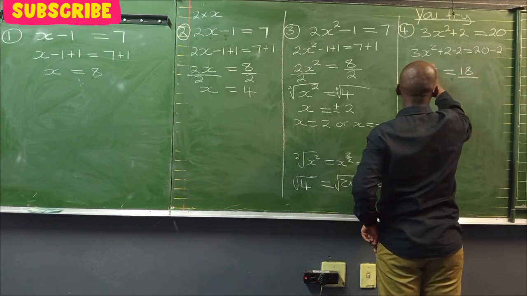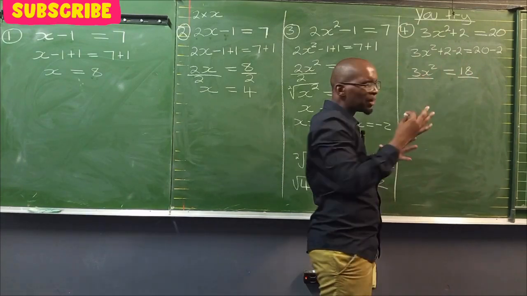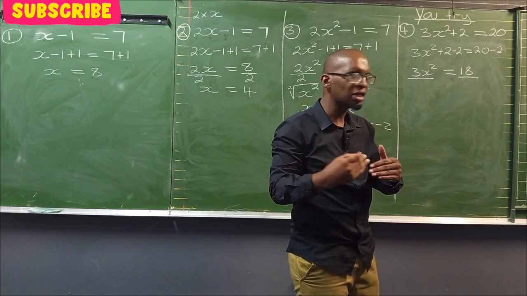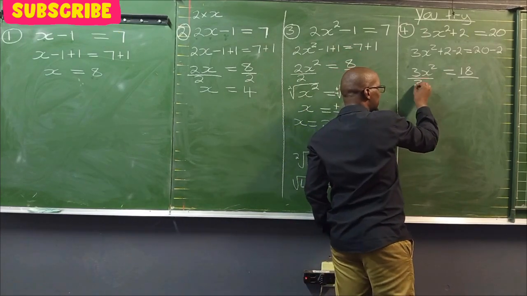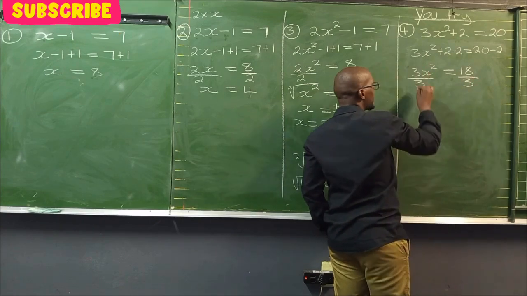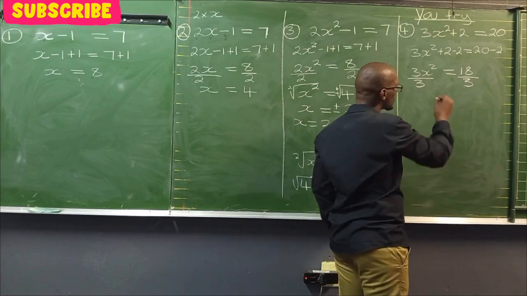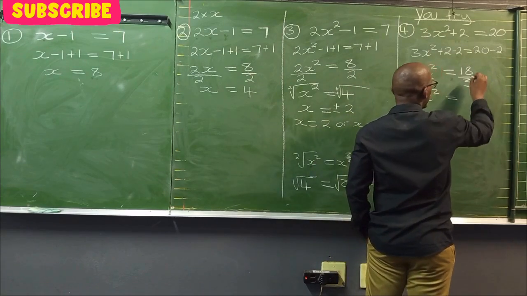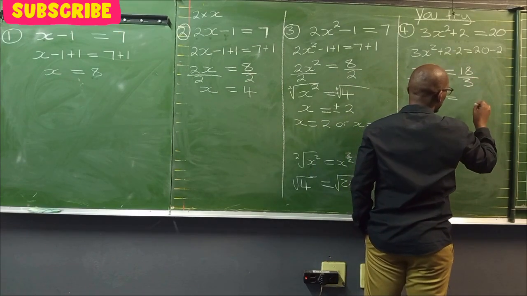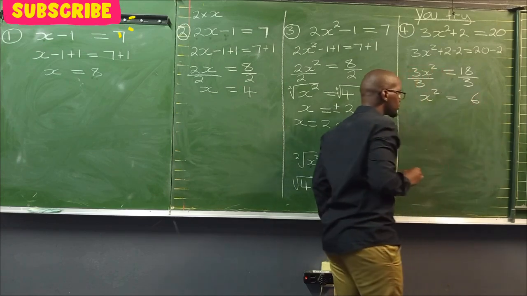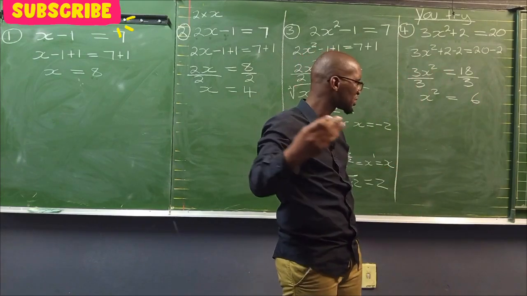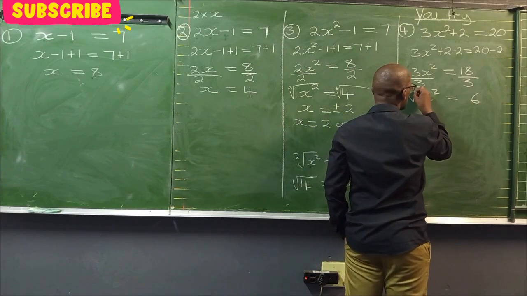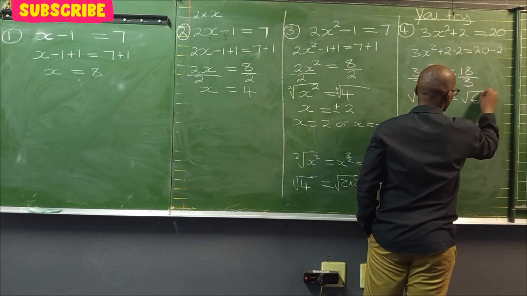Right, now we need to get rid of the 3. 3 is multiplied with the x. The opposite of multiplication is divide. So we divide the left-hand side and the right-hand side by 3. 3 divided by 3 is 1. So we are left with 1x squared is equal to, and 18 divided by 3 gives us 6. Now we have x squared is equal to 6. So in order to get rid of this 2 over here, we need to take the square root of both sides.